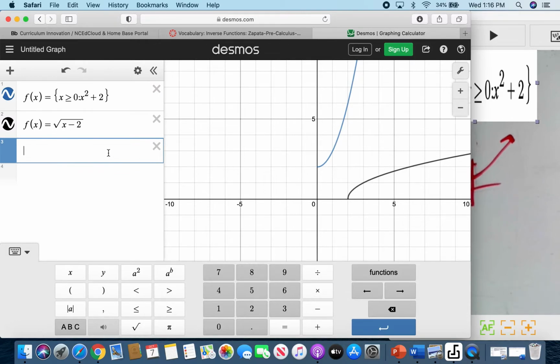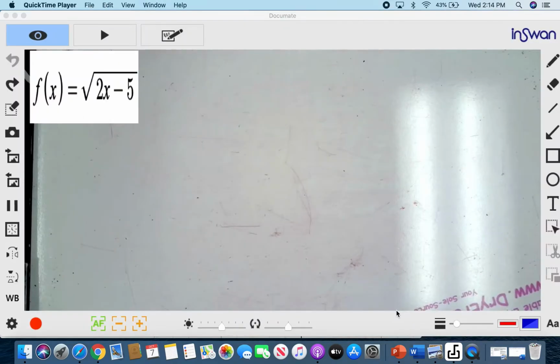And if you draw the line of symmetry here, it shows that the two graphs are symmetrical to each other. Of a radical function.